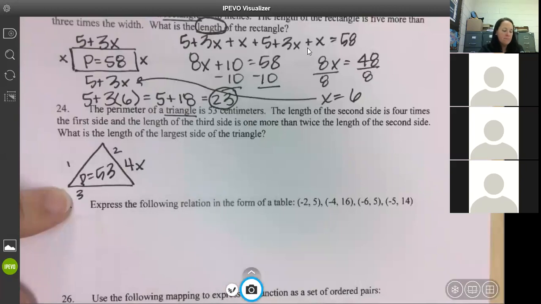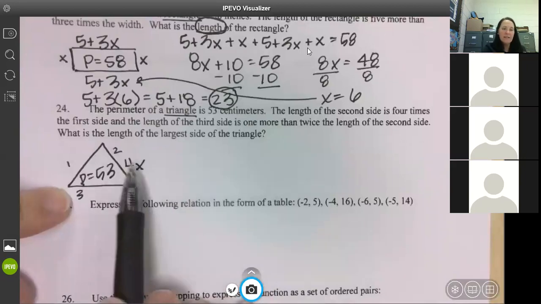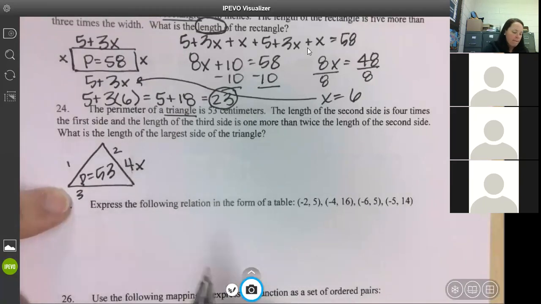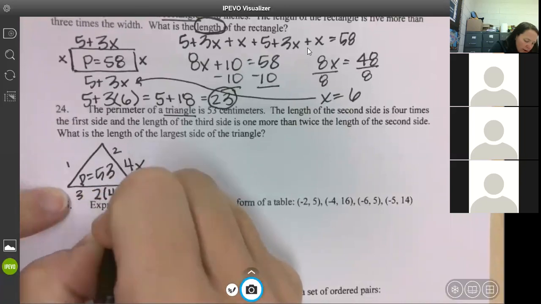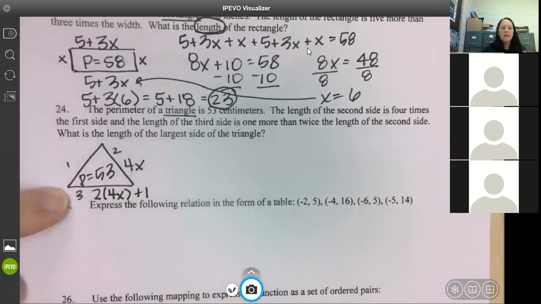4x plus 1. But I have to do twice this. So what does twice mean? Multiply by 2. So this is actually going to be 2 times 4x and then plus 1. Okay? 2 times 4x and then plus 1. Well, it didn't say anything about the first side. What do I label the first side?